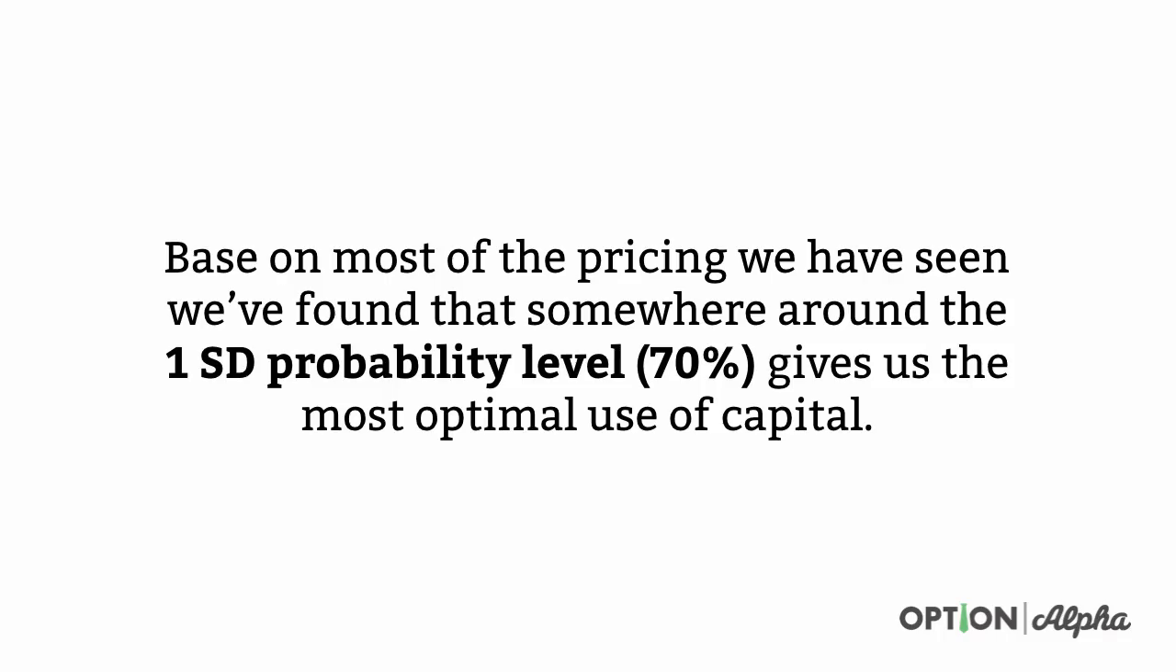It's really, really important. So again, just one last time, most of the pricing that we have seen and found is that somewhere around the 1 standard deviation level or the 70% chance of success overall gives us the most optimal use of capital risk reward wise. We've covered this in other videos. Again, that's where we focus most of our trading. We feel like 60% winners is not enough. We feel like 80% winners might be too much where we don't make enough money on those trades. We've always found that making trades around the 70% probability level ends up being a good use of capital and risk reward trade.